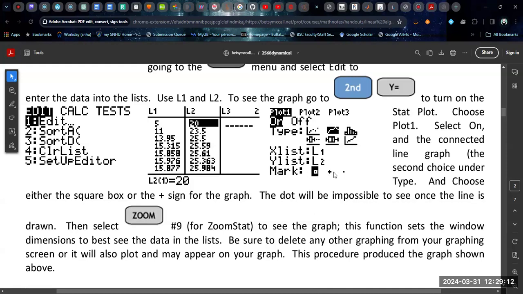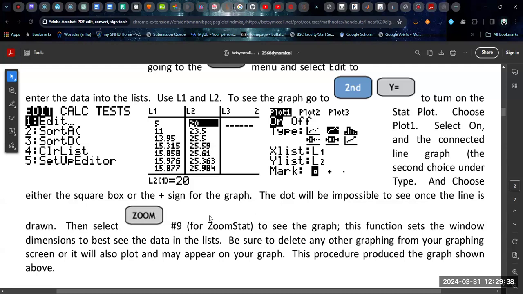And then you can choose the mark at the bottom. List 1 and list 2 are there by default. So if you're using list 1 and list 2 for your x and y coordinates, or in this case, our A and B coordinates, you don't need to change these defaults. You can choose the mark. I use the squares in my particular graph, but those are fine. You can use any of these.